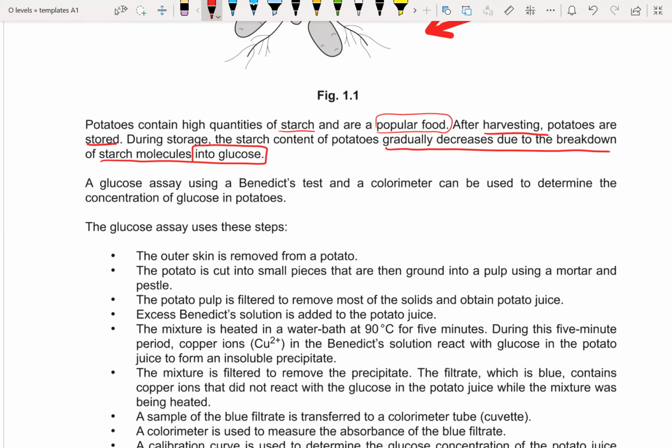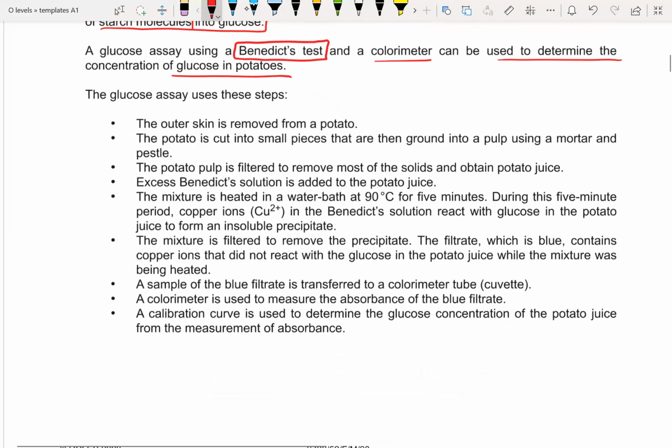Now, a glucose assay using a Benedict's test and a calorimeter can be used to determine the concentration of glucose in potatoes. As you guys already know, what is Benedict test? It's a physical test that is used to estimate the concentrations of reducing sugar in some of the prepared samples. Now, the glucose assay uses these steps.